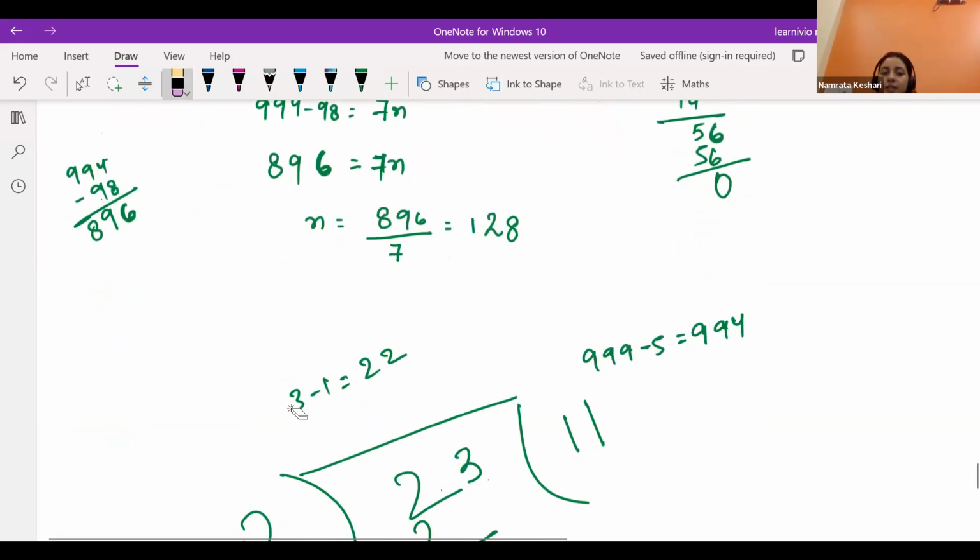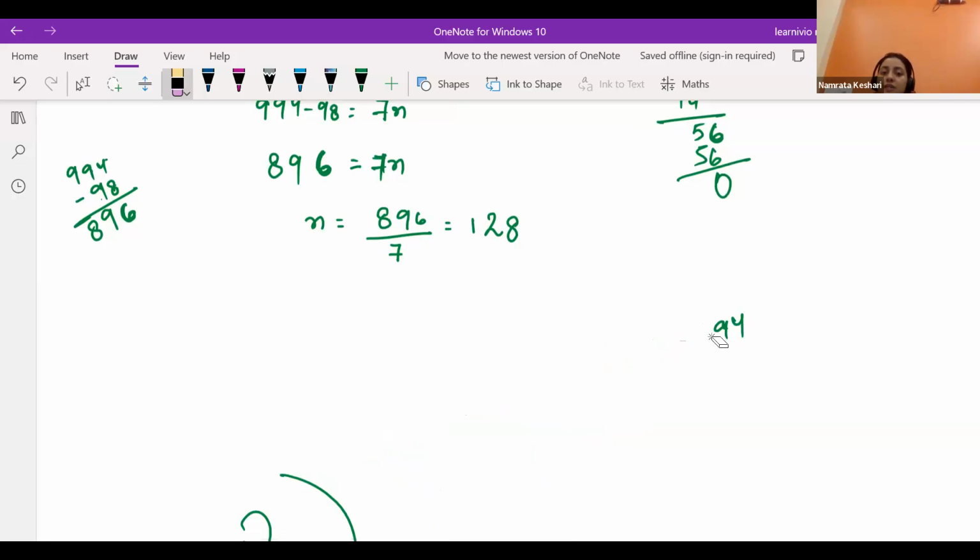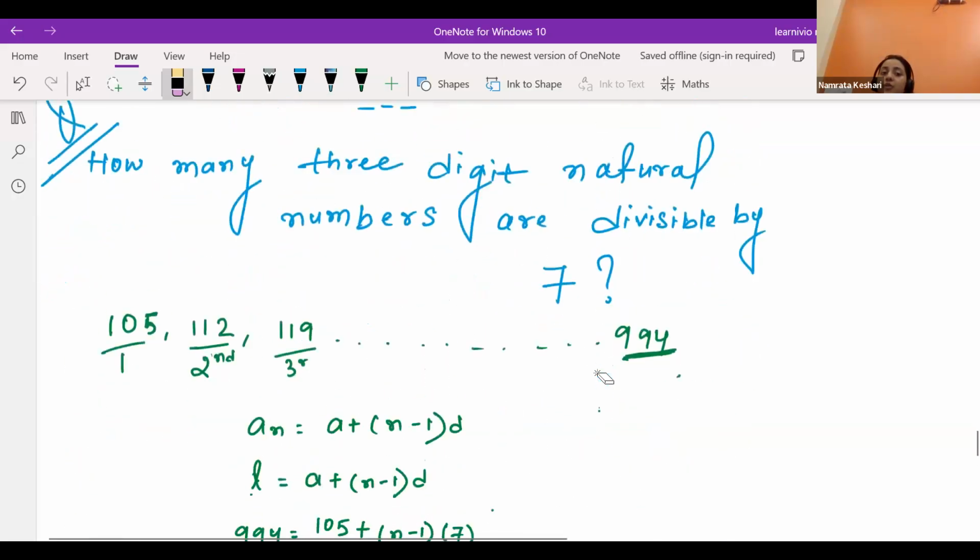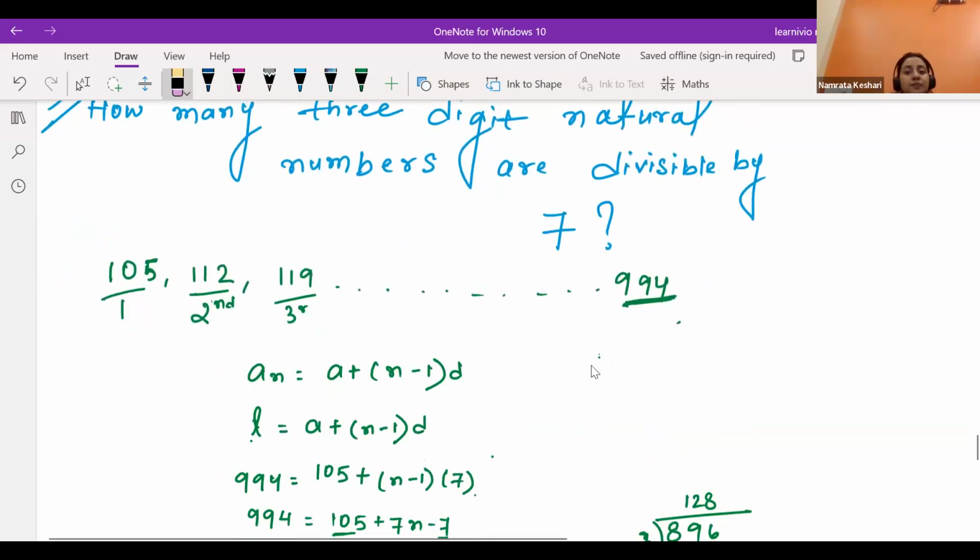We are getting 128. How many terms are there? 128 terms are there. 128 is representing that at the 128th place, 994 is sitting. At first place, 105 is there. At second place, 112 is there. At third place, 119 is there. At the 128th place, 994 is there. So total how many terms are there? 128 terms are there, right? Yes.